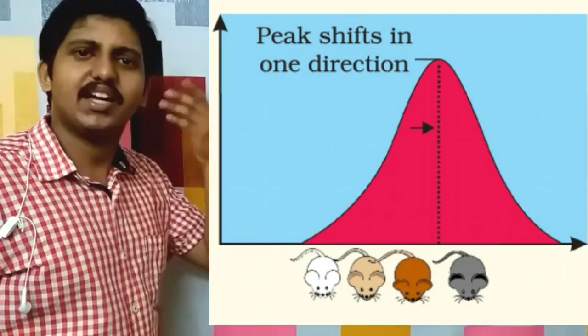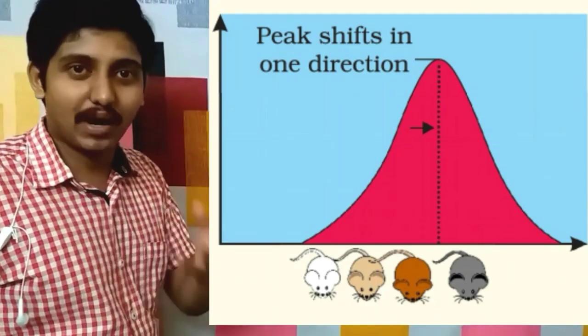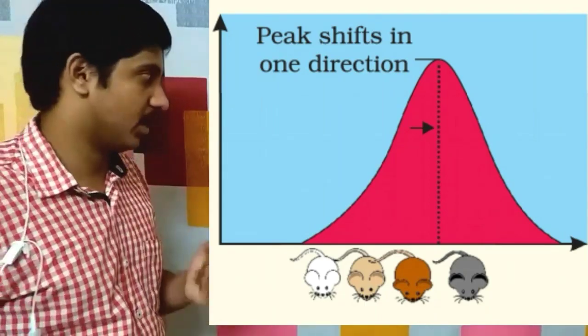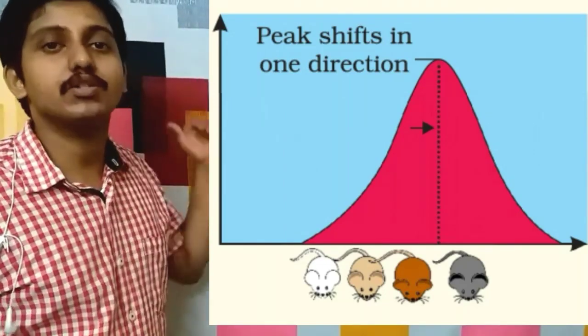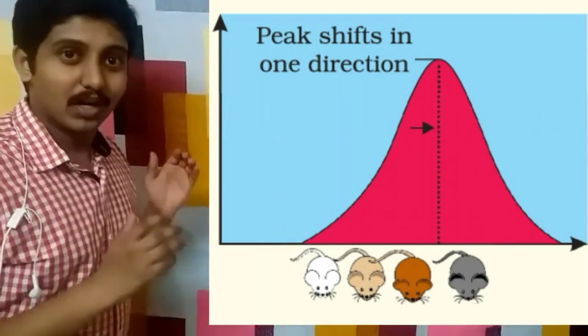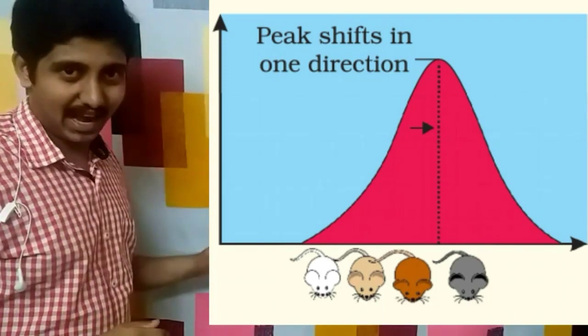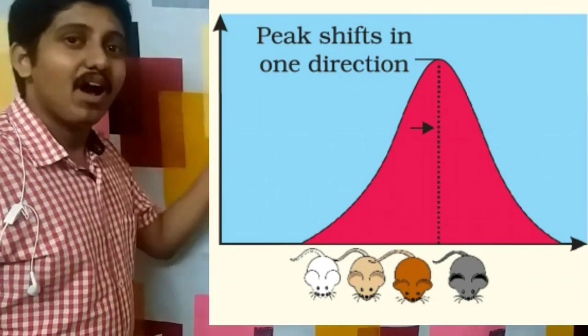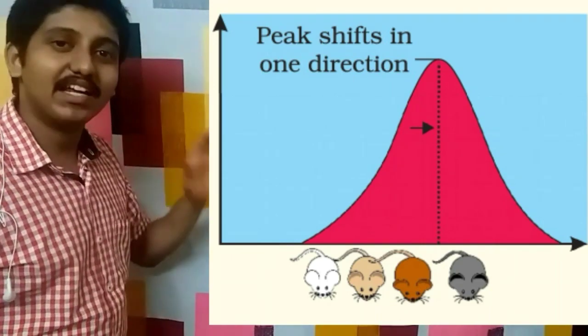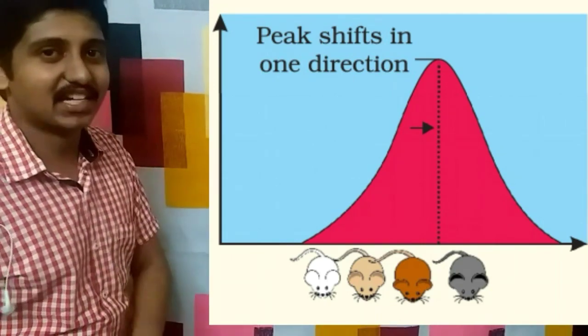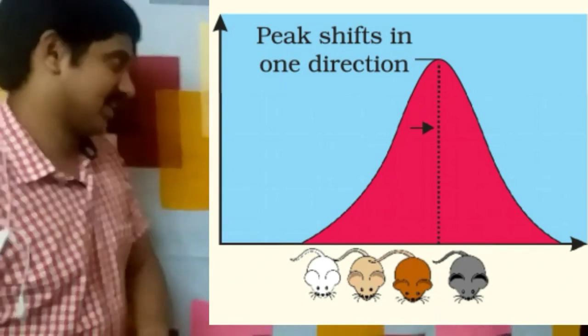And similarly, if the background was a relatively white background or a relatively bright background, then naturally the white mice will be saved and will produce more progeny. Okay, so the only difference here will be that the peak will be towards the opposite extreme. So it is directed towards the opposite extreme, and it will also be a directional type of natural selection.